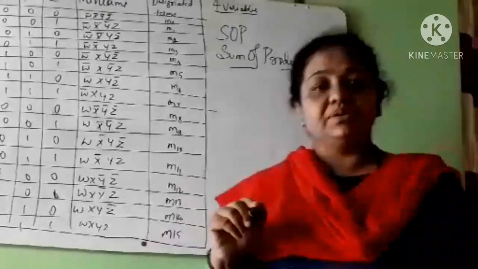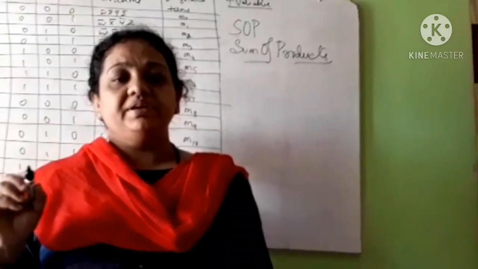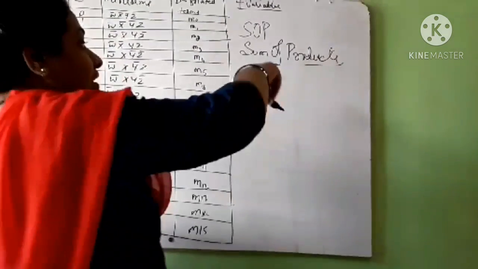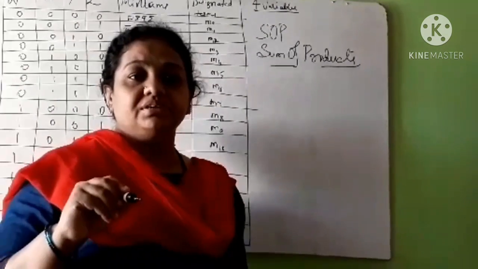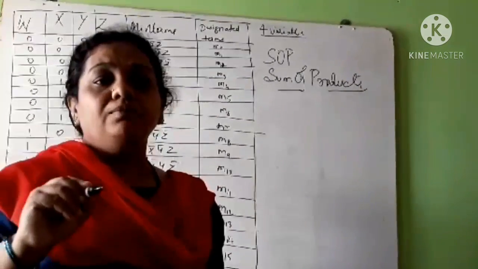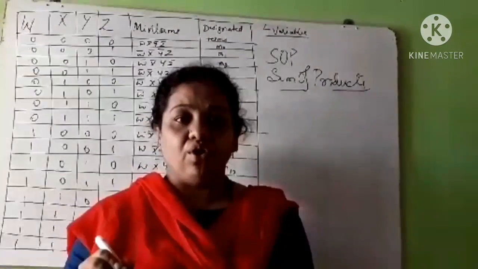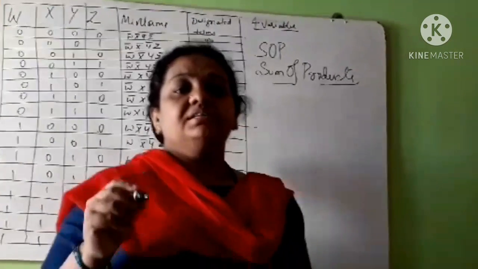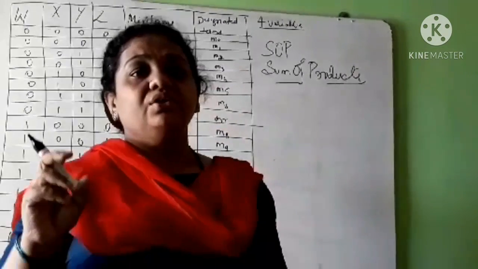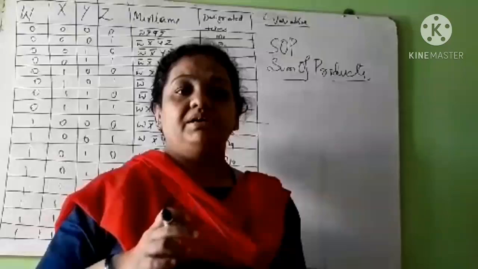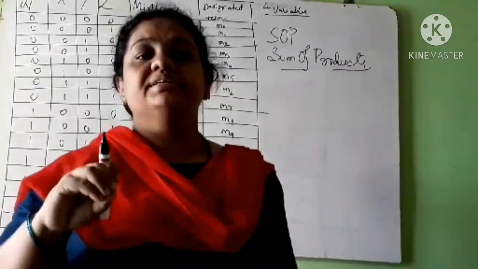A SOP expression is formed when you combine more than one minterm. When we combine multiple minterms, we will get a SOP expression, a sum of products expression.